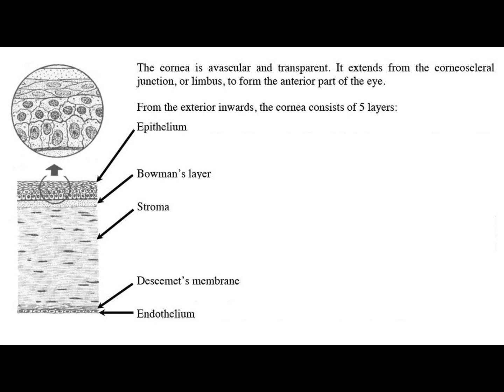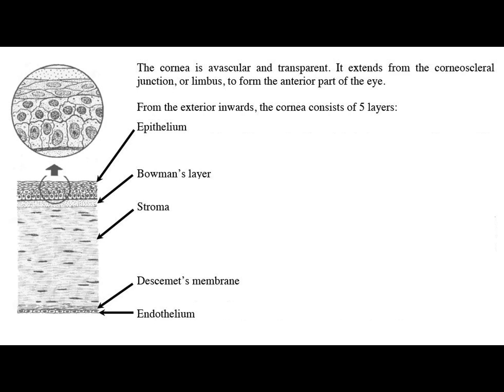So, as you all know, the cornea is avascular and transparent. It only becomes vascularized when there is some pathology present. It extends from the corneoscleral junction or the limbus to form the anterior part of the eye. It is a very strong barrier, and one is often surprised at how a structure that looks so fragile can actually be so strong.